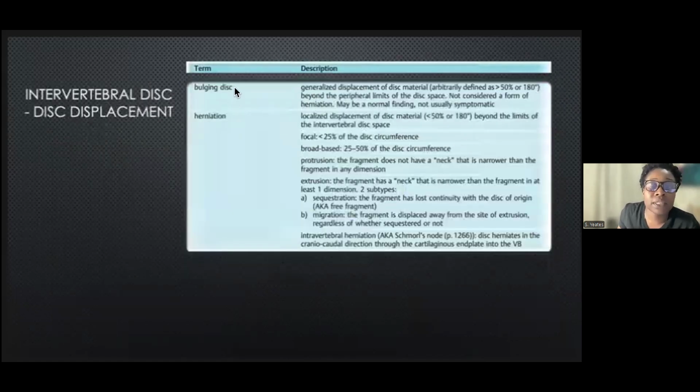Then you have bulging and herniation, which we can group together as disc displacement. So a bulging disc is basically when you have the outward protrusion of the outer layer of the annulus, and that annulus actually remains intact. However, because the disc protrudes into the spinal canal, it can actually still compress a nerve root. Another term that we use sometimes is disc prolapse.